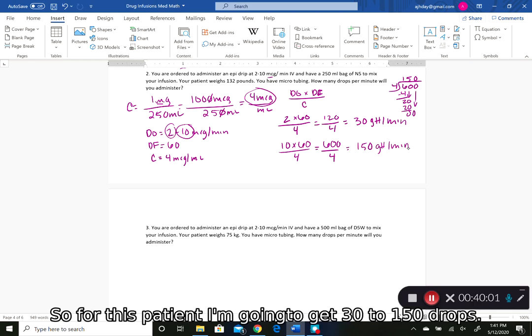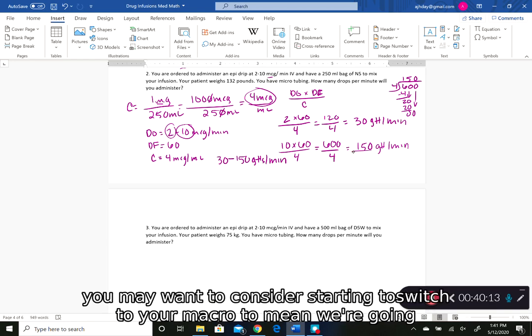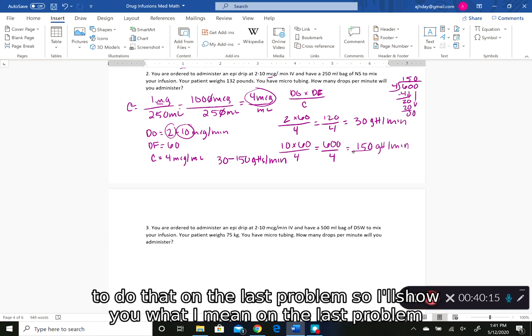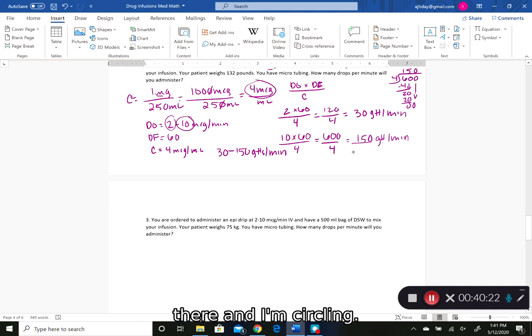So for this patient, I'm going to give 30 to 150 drops per minute. You can see once we start to get to these bigger numbers, that's where you may want to consider starting to switch to your macro tubing. We're going to do that on the last problem, so I'll show you what I mean on the last problem there. Of course, we're going to want to circle that.